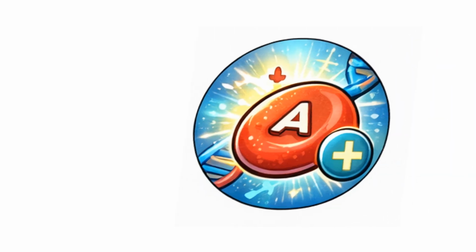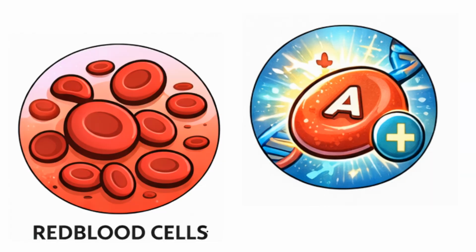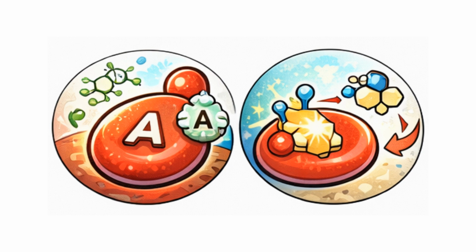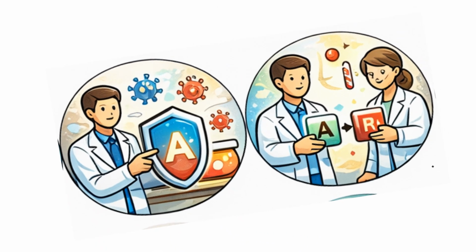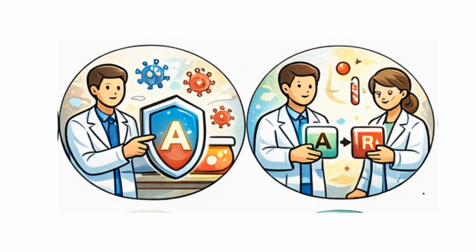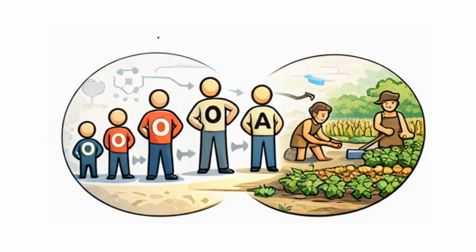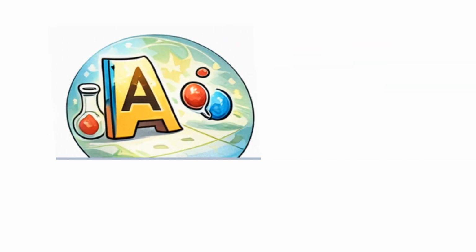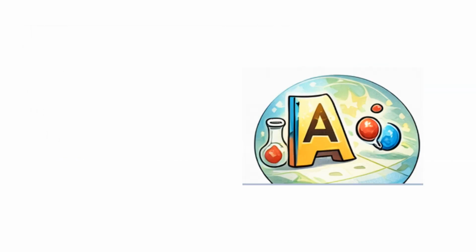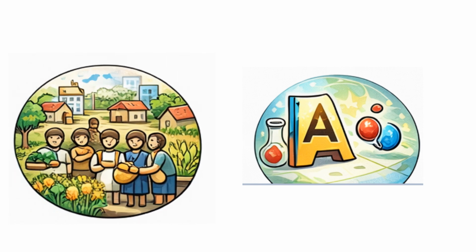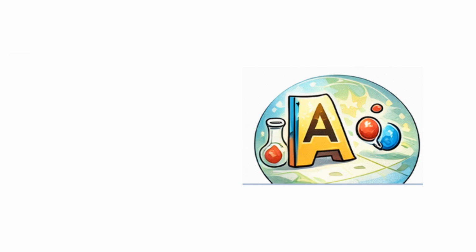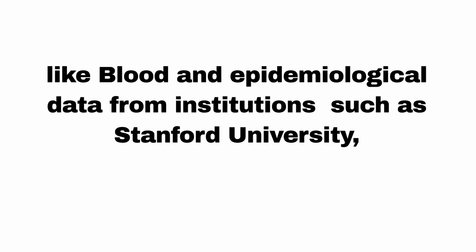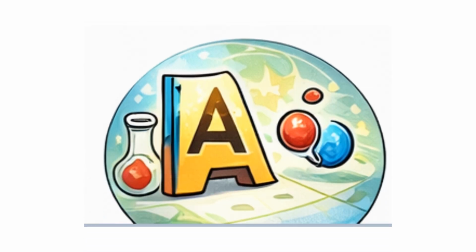Being A positive means two things. The red blood cells carry the A antigen, and they also carry the Rh factor, a protein first identified in 1940 by Karl Landsteiner and Alexander Wiener. From an evolutionary perspective, some researchers suggest that type A may have become more common in densely populated farming communities. Certain studies, including research published in journals like Blood and epidemiological data from institutions such as Stanford University, have explored links between type A and immune responses to specific infections.